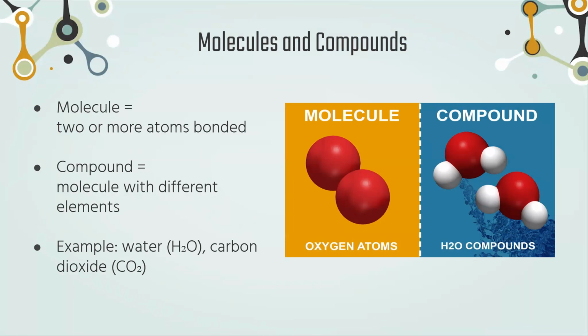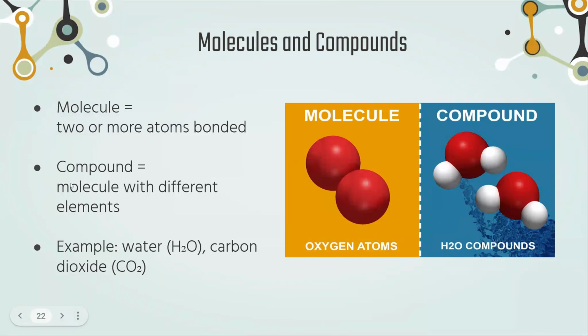So let's talk about molecules and compounds. We talked about atoms, which are the smallest unit of matter. A molecule is basically two or more atoms that are bonded together. So this is an oxygen molecule, which has oxygen atoms bonded together.